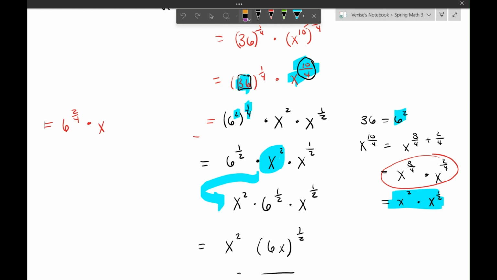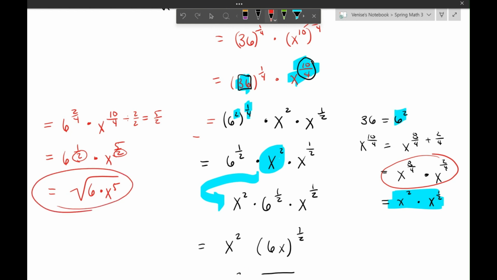Here's another way to do it. Keep it the same, x to the 10 over 4, and simplify it. This is 6 to the 1/2 times, and divide this by 2 on both top and bottom, so we should get 5 over 2. So you would get x to the 5 over 2, to get the same denominator. So then this would become the square root of 6 times x to the 5th power. This would be the third choice.